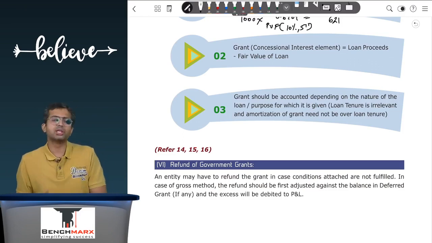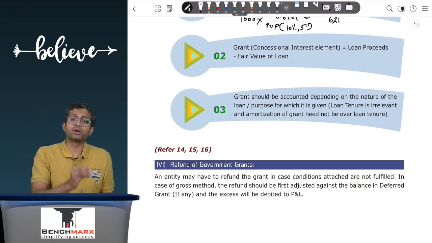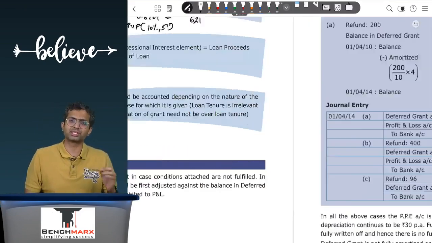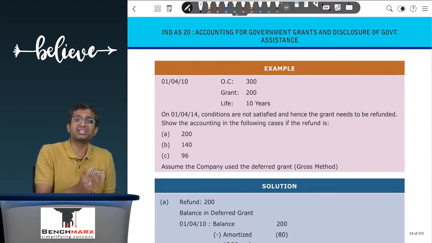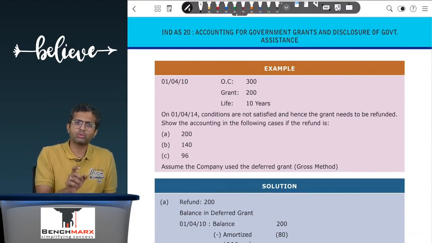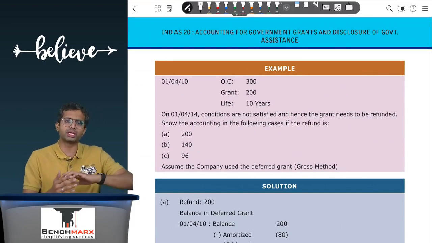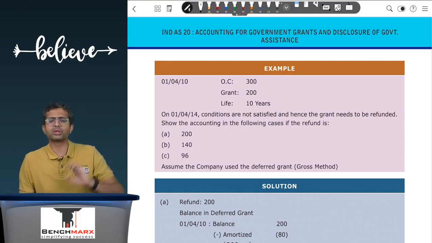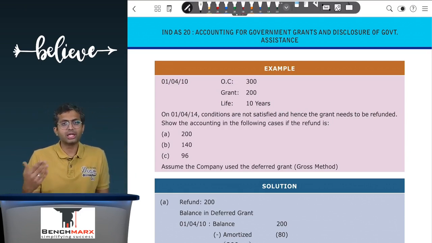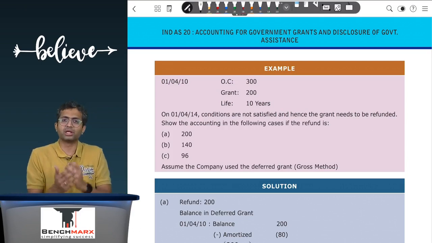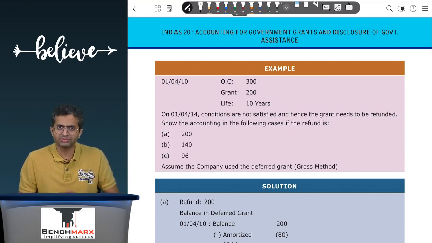So from where will the refund be accounted for? The general rule is the refund will be taken out of the ledger where the grant was originally taken. So if it is an asset linked grant, the grant would have originally been reduced from the asset, in which case the refund would also be adjusted against the asset. So when you are refunding, let us say there was a 300 rupee asset and a 200 rupee grant, in which case you recorded the asset as 300 minus 200, that is net 100, assuming no depreciation for simplicity. When this grant is refunded, then the amount of refund will be added to the cost of the asset.